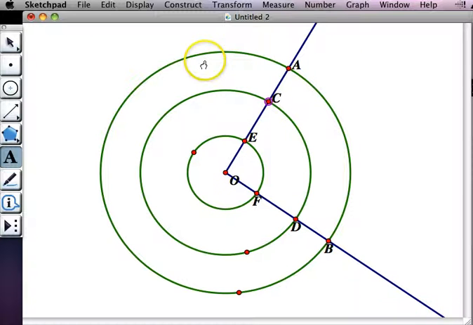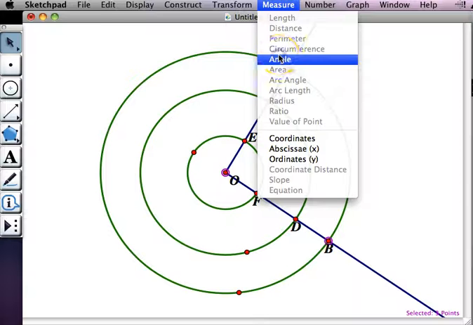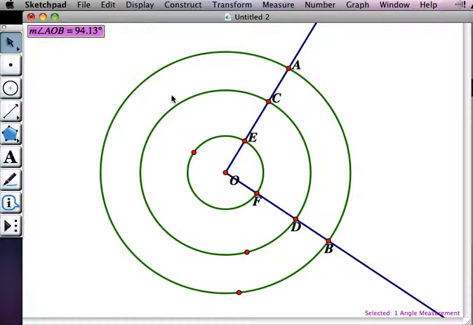So let's go ahead and measure an angle maybe. I have to select first here. I'm just going to measure angle A, O, B, which is also C, and the rest. I'll turn this one off. So let's go ahead and measure that angle. Then let's compare that to some arc lengths.